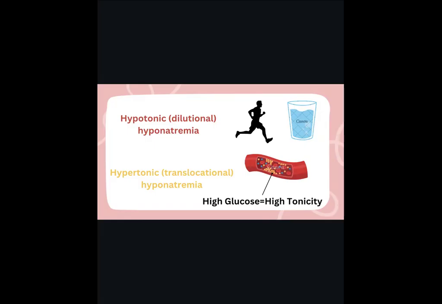And then hypertonic hyponatremia can be from, for example, high glucose. So if there's a lot of blood sugar, then that blood sugar will increase the tonicity or the ability to attract fluid, and then that fluid will dilute the sodium in your blood because there's just so much fluid, so much blood sugar.